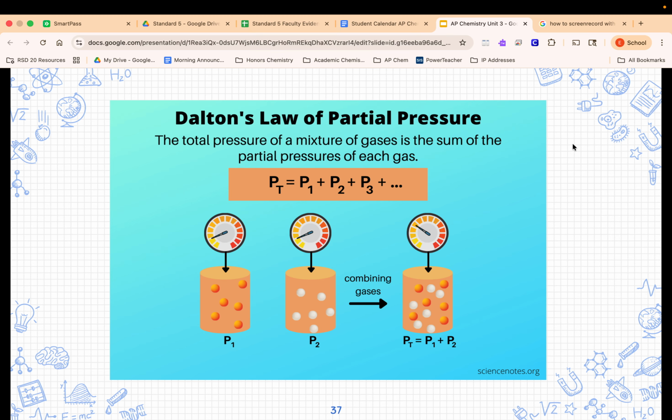Another gas law that is new this year is Dalton's law of partial pressure. This one I think is pretty easy. It just tells us that the total pressure of a mixture of gases is the sum of the partial pressures of each gas. So in this example down here, if we combined a gas with pressure 1 with a gas with pressure 2, then we would add those two pressures to get the total pressure of that mixture of gases.